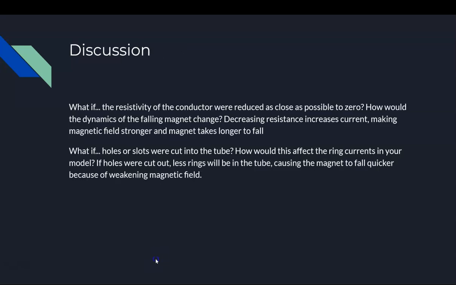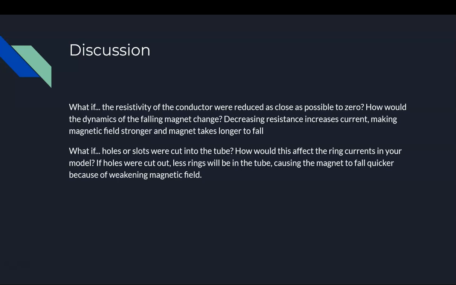Now, what if the resistance of the conductor was reduced as close as possible to 0? How would the dynamics of the falling magnet change? It would decrease resistance, so it would increase the current, making the magnetic field stronger, which in turn makes the magnet take longer to fall.